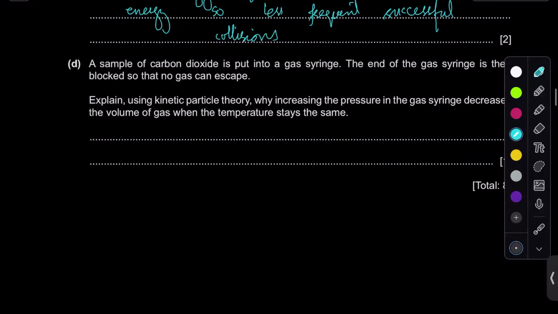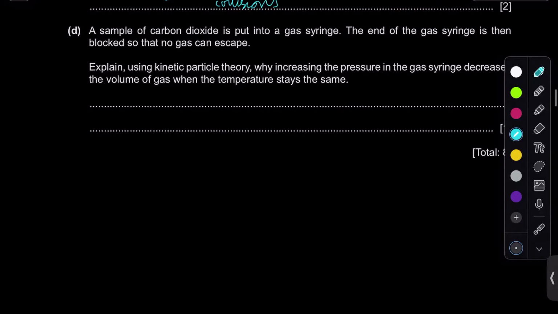The sample of carbon dioxide is put into a gas syringe. The end of the gas syringe is then blocked. Explain using kinetic particle theory why increasing the pressure decreases the volume. So again, how do you increase the pressure? You increase the pressure when particles collide more. How does that happen for the same particles? Either they get more kinetic energy, which you're not doing, you're not heating it.